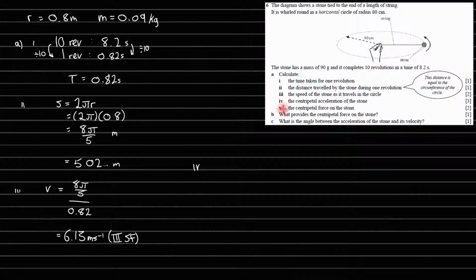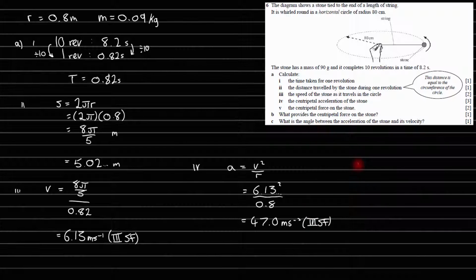Part 4. We're asked to calculate the centripetal acceleration of the stone. Well, we have a velocity, we have a radius, and so we may as well use the equation centripetal acceleration equals v squared divided by r, substituting in our values like so. I've been using the unrounded version on my calculator, all divided by r, which is 0.8. If you put that into a calculator, you'd get an answer of 47.0 meters per second squared, quoted to 3 significant figures.